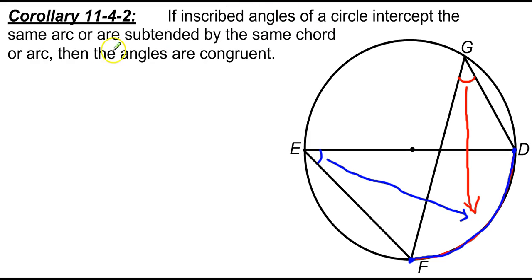That's all this is saying up here: if inscribed angles of a circle intercept the same arc or are subtended by the same chord, then the angles are congruent. So because these two inscribed angles project to the same arc, the measure of angle DGF is equal to the measure of angle DEF.